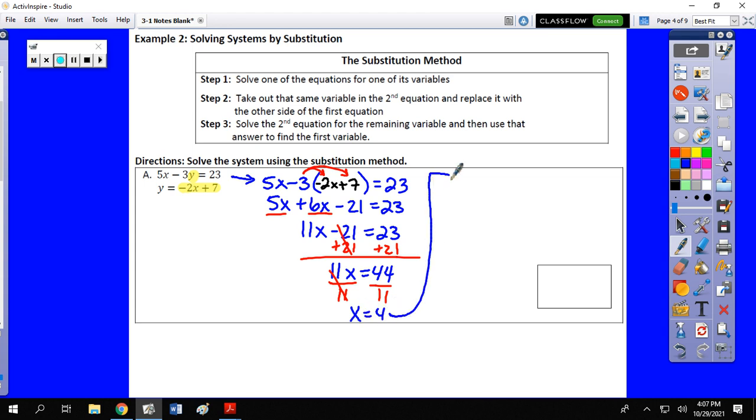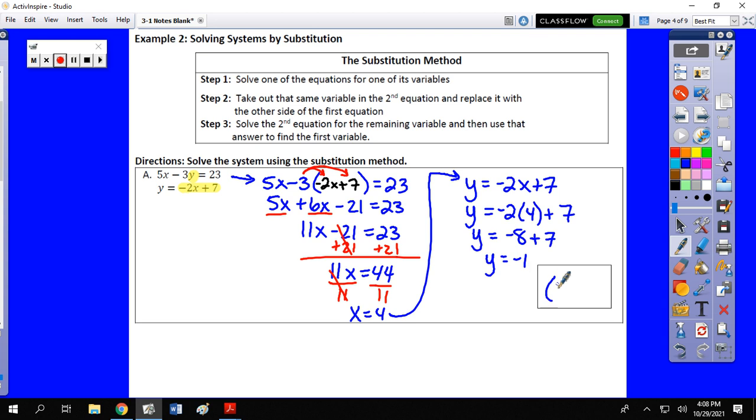Now what we do with that is we plug that back into y equals negative 2x plus 7. So since x is 4, we plug 4 in for x, which means y is negative 8 plus 7. That should be a plus, not an equals. I don't know what my brain is doing today. Or y is negative 1. Then we write our answer as a coordinate point, x, y. So the solution to this system would be 4, negative 1.